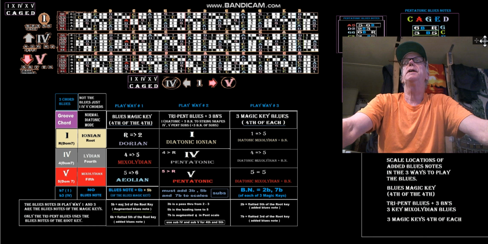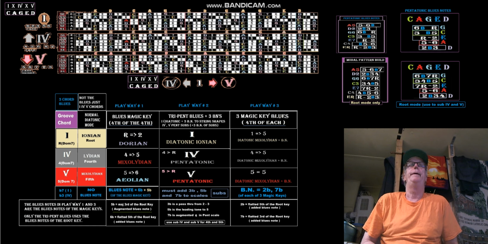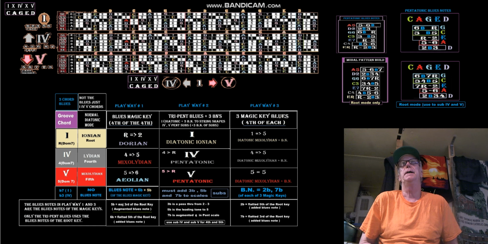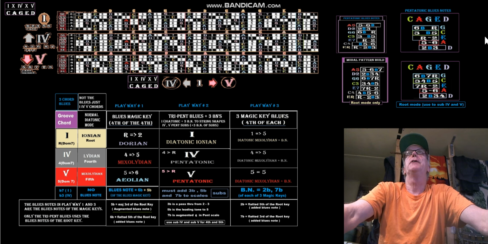And the blues magic key, the 4th of the 4th, and the tripent blues, 3 blues notes, 3 key Mixolydian blues. So tripent blues is the 3 key Mixolydian blues, 3 keys, 4th of each. I might have mixed that up because I usually make the title before I actually work on the chart properly. So there's a little bit of a scope of what we try to make the chart about, and that's the placement of the blues notes.